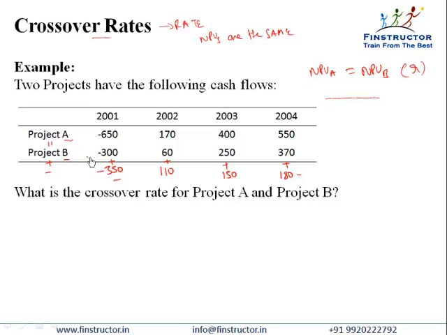Now, whatever be the discount rate, this part of project A's cash flows, that is the part of project A's cash flows that are overlapping with project B, will have the same present value as that of project B, because whatever be the discount rate, project B's NPV would be the present value of these cash flows.